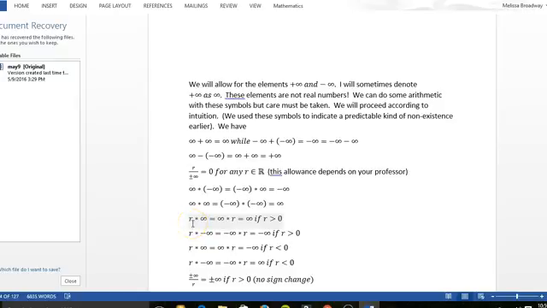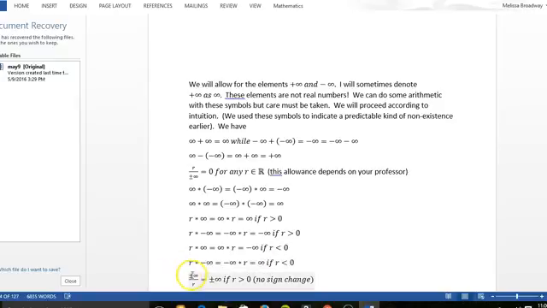These are definitions. As long as r is positive, r times infinity is infinity, and commutativity. r times negative infinity is negative infinity for positive r. For negative r, r times infinity would be negative infinity, and r times negative infinity would be positive infinity.